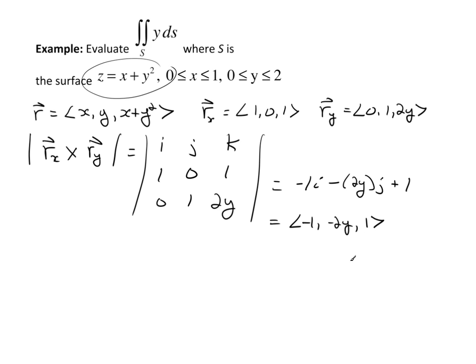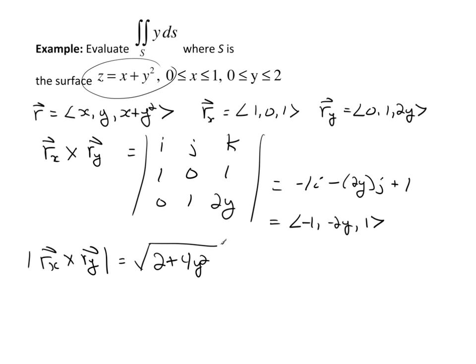The magnitude of this thing, oops, actually, I kind of wrote that wrong. Now I'm going to do the magnitude. That's going to be the square root of 1 squared plus 1 squared is 2. So this is 2 plus the square of this, 4y squared.